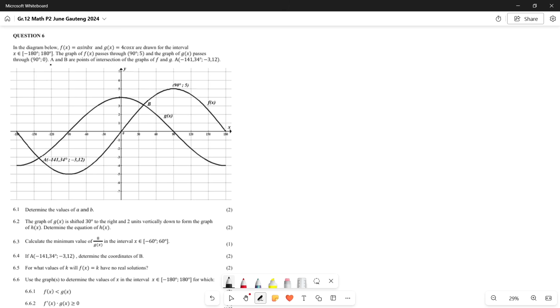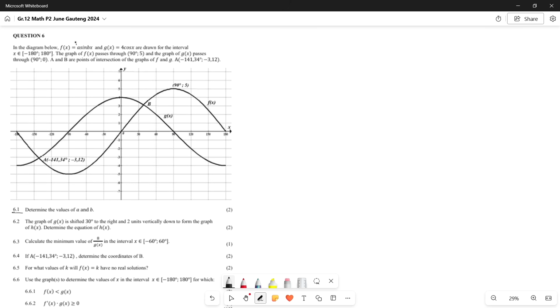So question 6 says, in the diagram below, f of x equals a sine bx and g of x equals 4 cos x are drawn in the interval x is an element of negative 180 over here to positive 180 over there included. The graph of f of x passes through 90 degrees and 5 for the maximum height over here, and the graph of g of x passes through 90 and 0, as we can see over here. A over here and B over here are points of intersection of the graphs of f and g. A is negative 141,34 degrees and negative 3,12 for its y value. So then 6.1 says determine the values of A and B.